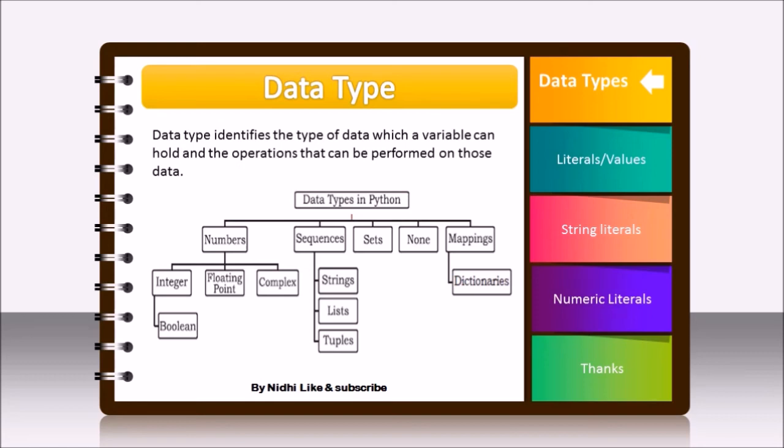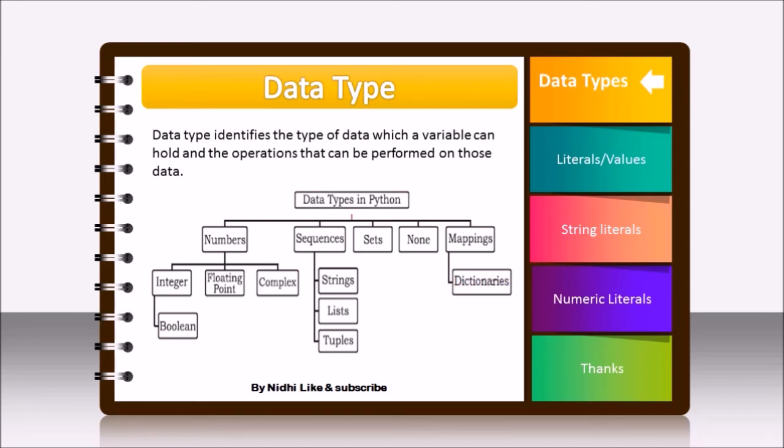Data types are categorized into numeric data types, sequences, sets, none, and mappings. In numbers also we have three categories: integer, floating point, and complex numbers. These are the types of numbers that can be stored as a data type. Integer also includes boolean, that is true or false value. Sequences store strings, list, and tuple.